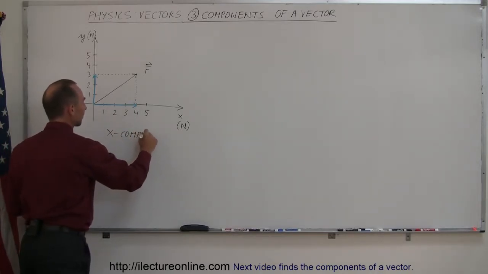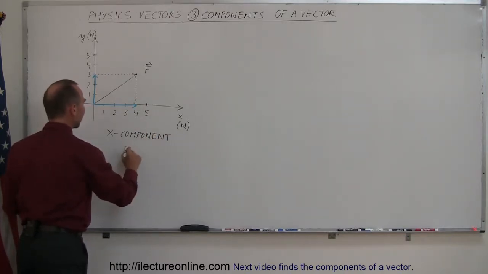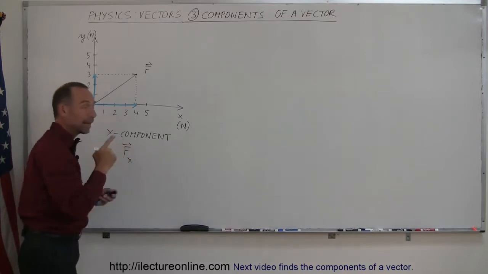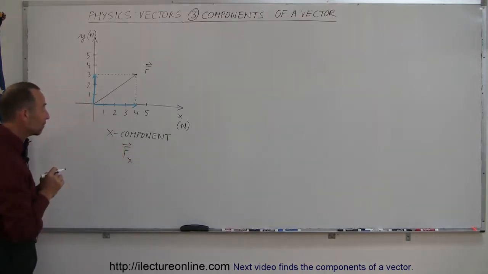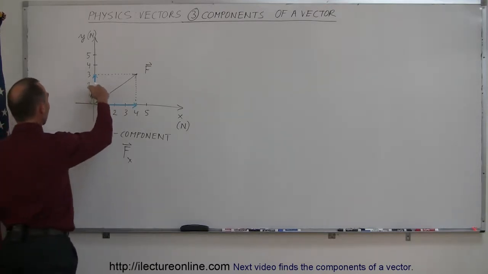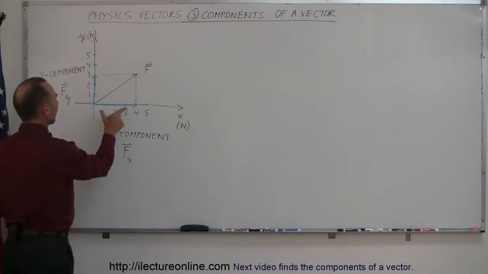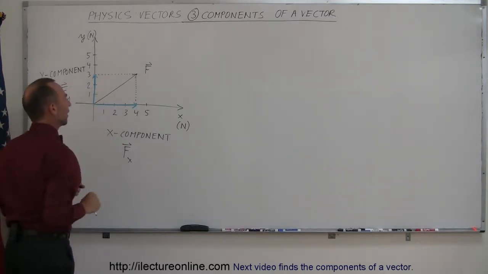So let me write that down. That's an important term, x-component. And I can write this as F sub x. Of course, I still need to draw a little arrow on top of that, because that's still a vector. A vector has to have a little arrow. And here I can write this as the y component, and so I can write this as F sub y like that. So here's the x component and the y component of vector F.